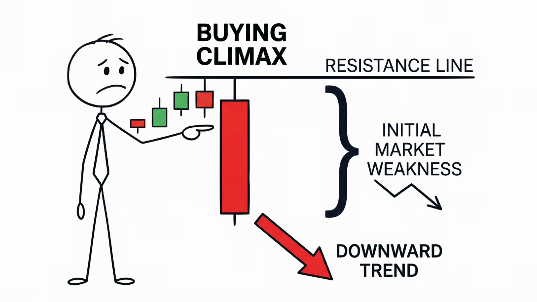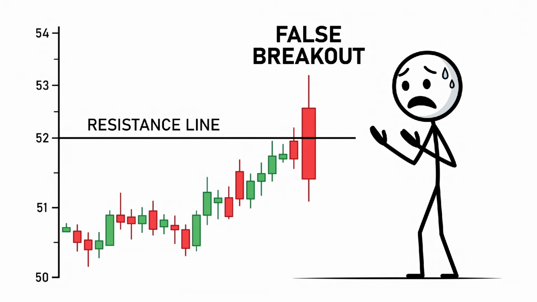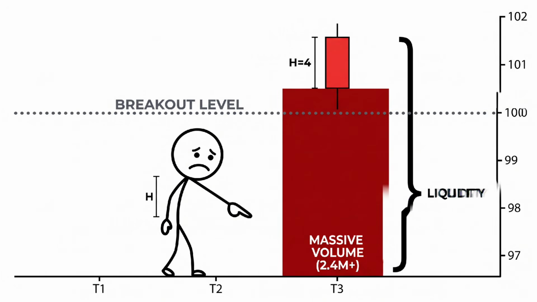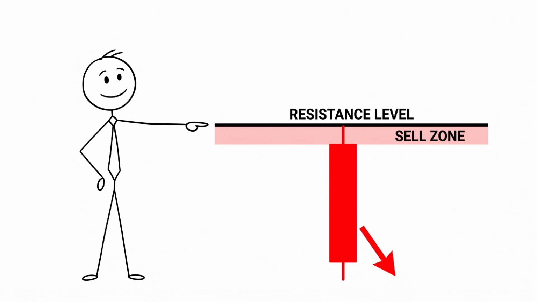Now, another important signal, the upthrust. Price breaks above resistance. Everyone rushes in to buy. But the candle closes back below resistance. Volume is extremely high. That tells us the breakout failed. Liquidity was collected. The market may now move lower. This often creates a high probability sell zone.